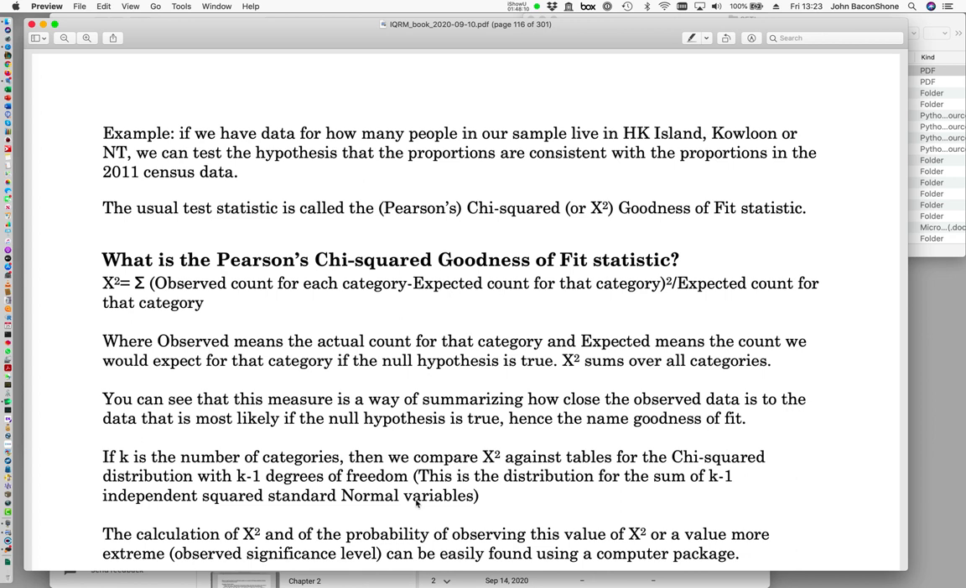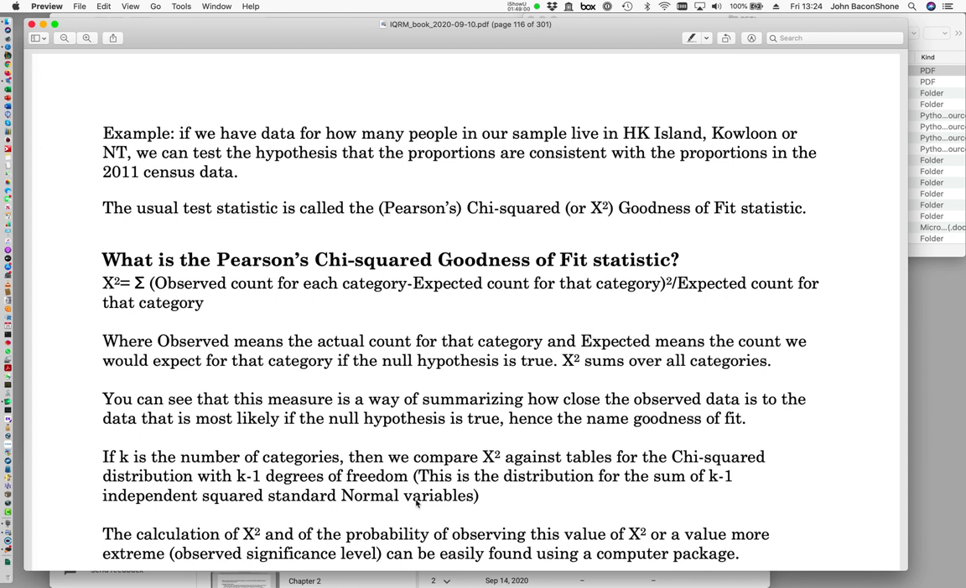If k is the number of categories, we will compare our X squared value against the tables for the chi-square distribution with k minus 1 degrees of freedom. It turns out chi-squared means something like adding up squared standard normal variables. So chi-squared with k minus 1 degrees of freedom is the distribution for adding up k minus 1 independent squared standard normal variables. So we're doing something like saying the deviation of the counts, the observed minus the expected count, we're squaring those and adding them up. The only slightly tricky point here is, why are we dividing by the expected count?